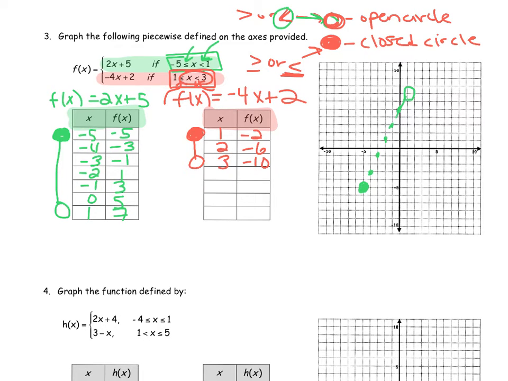So we're going to connect those with a nice straight line. Now I'm going to graph the next piece. I have 1, -2, which has a closed circle. I have 2, -6, which is just a point. And then I have 3, -10, which is an open circle. And we're connecting these again with a nice straight line. Last thing that you have to do is just label the function. So we're just going to call this f of x.